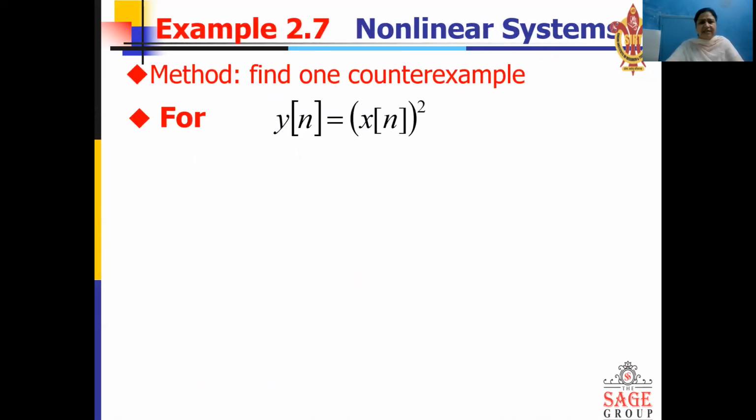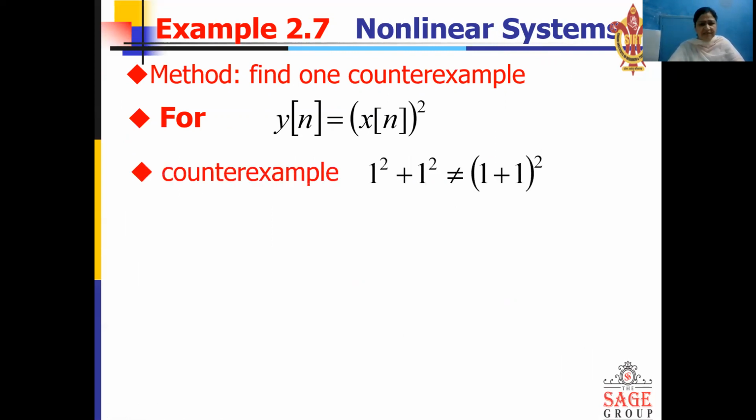Now we will see an example of a non-linear system. Here we can see that the system is a squarer circuit. That means if I give input x[n] to the system, I get output x[n] squared. Here, if I give two inputs and the corresponding outputs are squared and added, it will not be equal to the output which I get if I combine both the inputs and give them to the system. So I say that the system is not a linear system, that is, it is a non-linear system.